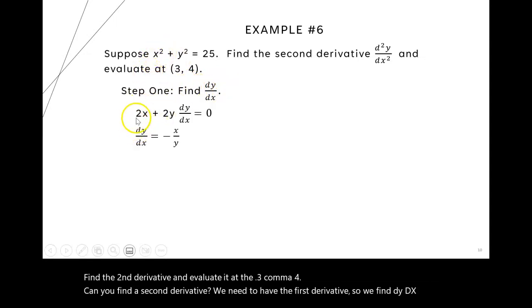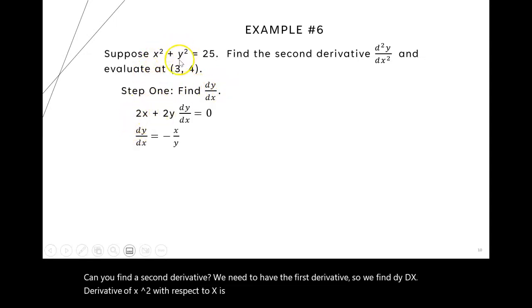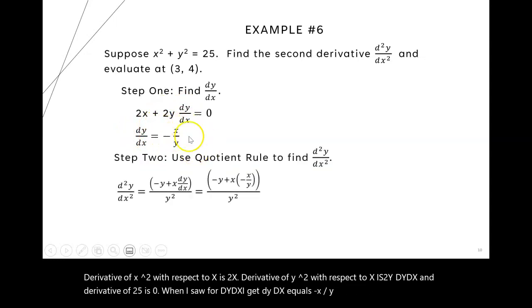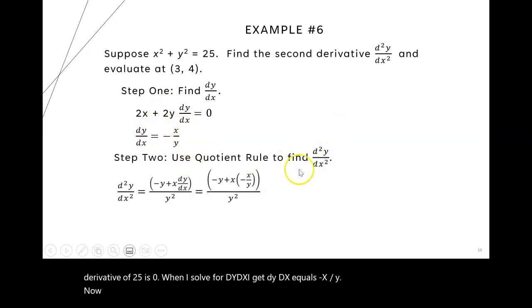Derivative of x squared with respect to x is 2x. Derivative of y squared with respect to x is 2y dy/dx. And derivative of 25 is 0. When I solve for dy/dx, I get dy/dx equals negative x over y. Now, in order to find the second derivative, I can use the quotient rule. All right, so I've got negative x over y.